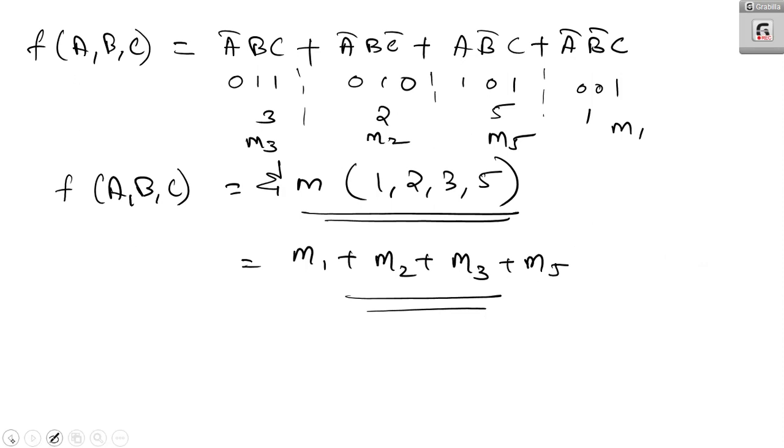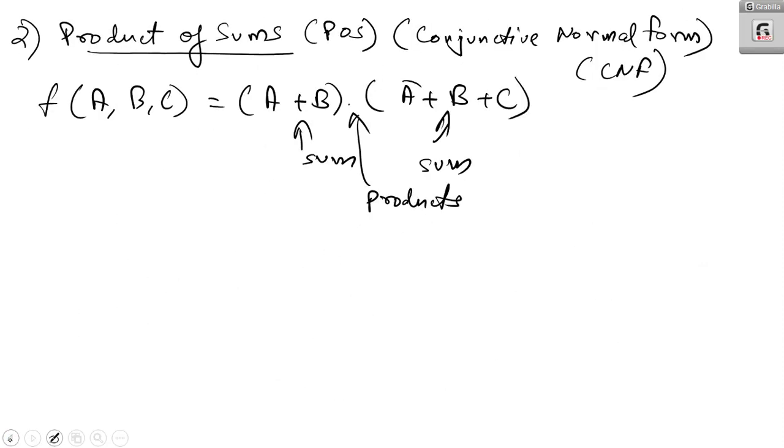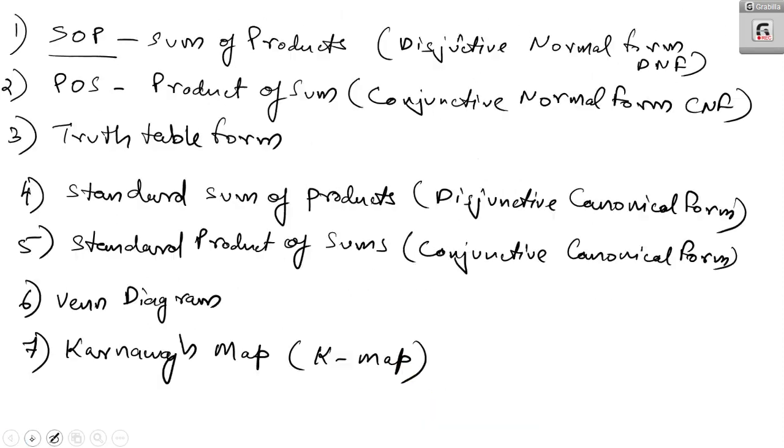Okay. So with that I am ending this lecture. In this lecture what we have seen is the sum of products form, product of sums form, truth table form of representation, and standard sum of products form. We have also seen the definition of min term.